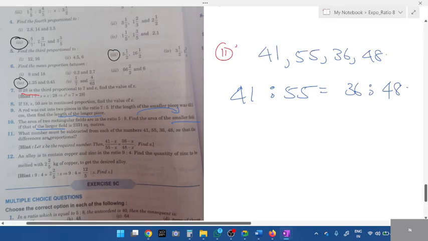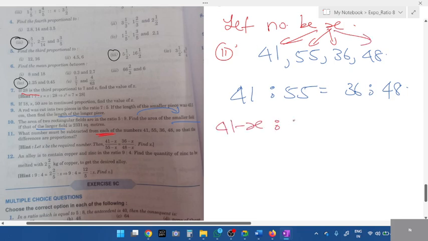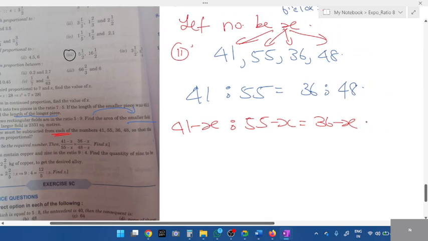Now read the question. What number must be subtracted from each of the numbers? In mathematics, if you don't know what number, let the number be x. X number must be subtracted from each of these 4 values. So 41 minus x is to 55 minus x is equal to 36 minus x is to 48 minus x.